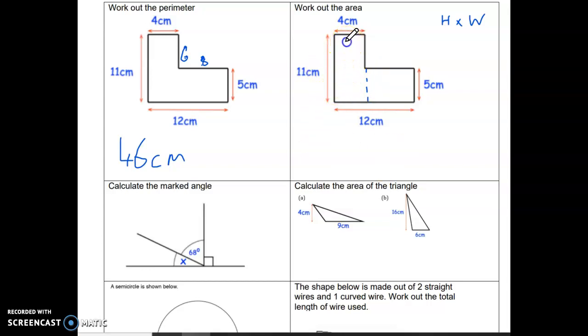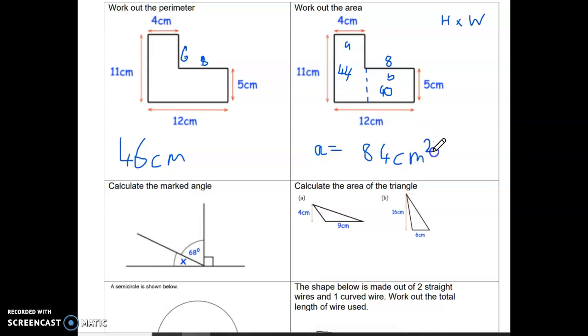So I've got two areas, an A and a B. The whole area would be those two put together. The area of A is going to be 11 times 4, because it's height times width, which is 44 centimeters squared. Area of B would be 5, but it's not going to be times by 12, because that's all the way across there. It's going to be times by whatever this is. We've already got it there, so that's going to be 8. So 5 times 8 gives us 40 centimeters squared. So the whole area is going to be 44 plus 40, which is 84 centimeters squared.